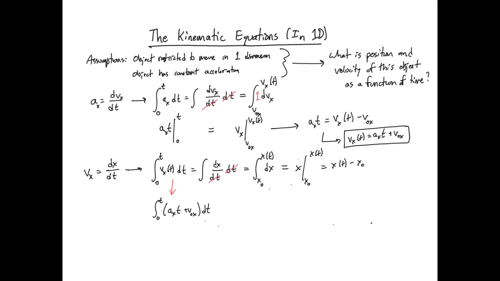Okay, so there's two terms in this integral. The first one is a_x t, linear in t, and the second term is v naught x, which has no t. So we need to do each of these individually. For the first one, when you take an integral of something which is linear in t, you're going to get a t squared, and then you're going to need to put a 1/2 out front to compensate for the 2 when you take the derivative.